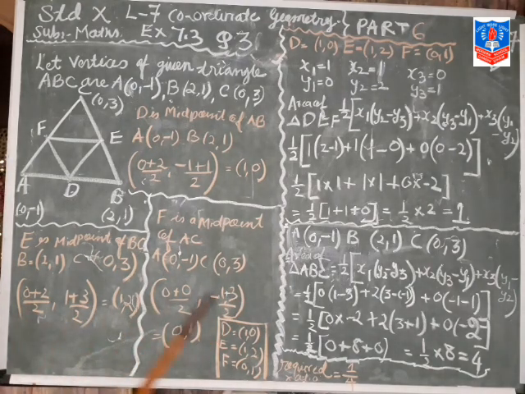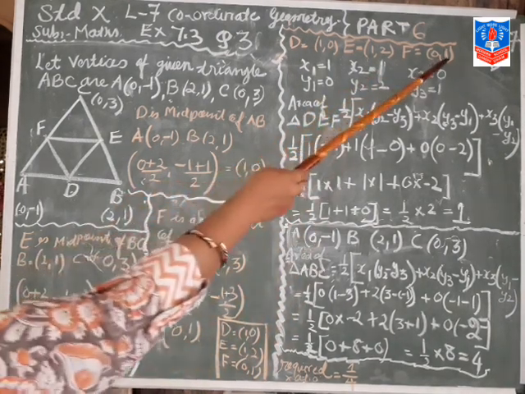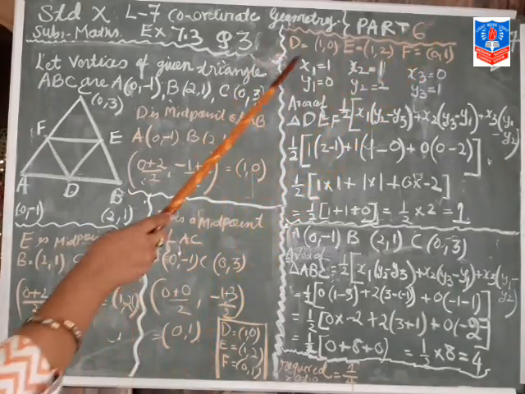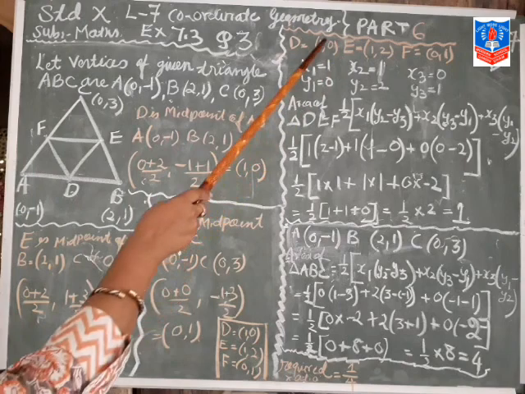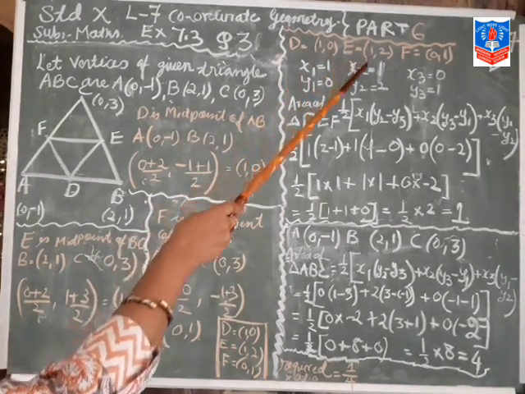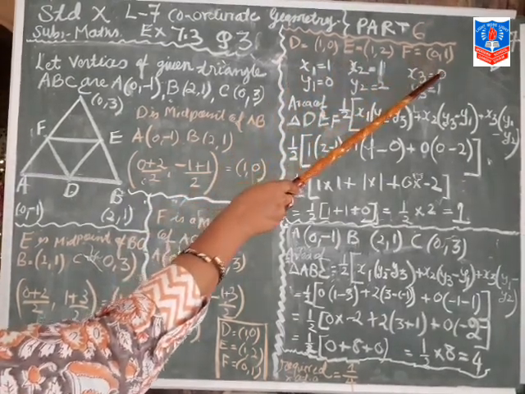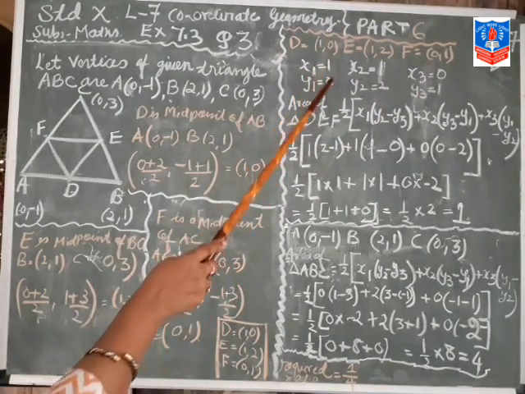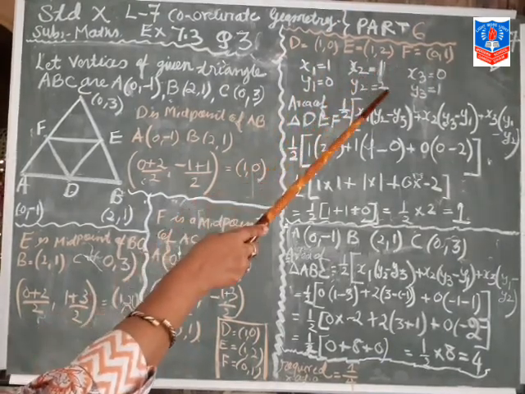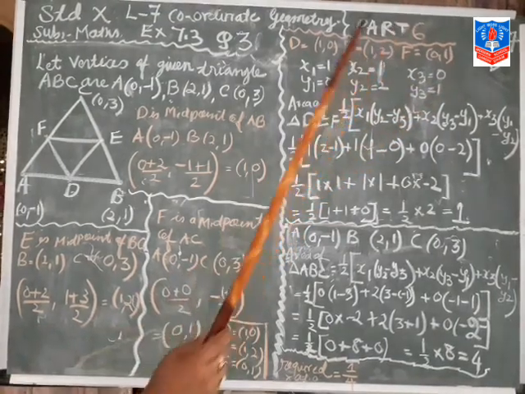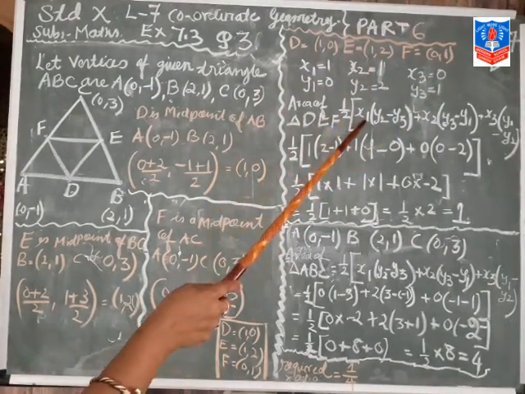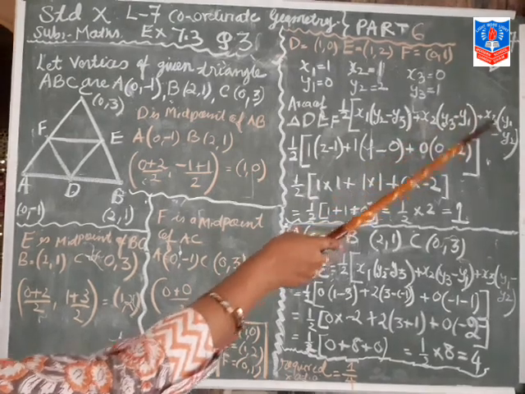Okay, so 2 upon 2, that is given the 1. So here we can write here 0 and 1. 0 and 1. Clear? So now DEF, area of DEF. Clear? x1 is 1, x2 is 1, x3 is 0. Okay, y1 is 0, y2 is 2 and y3 is 1. Clear, children? Now half x1, x2, x3.